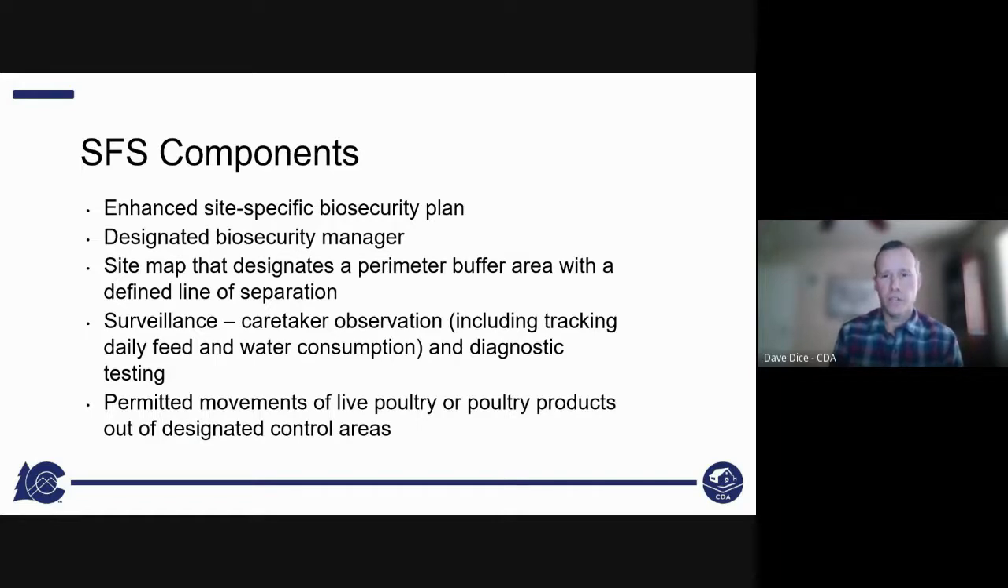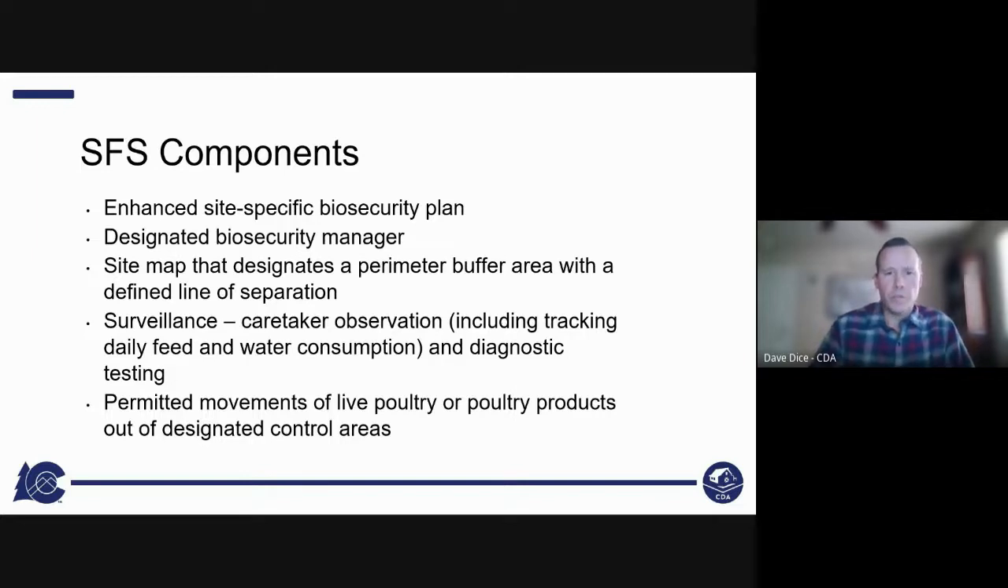And then we would have that on file as well. So we would maintain that within our database. So the main components involved with the secure food supply, it's an enhanced site biosecurity plan. You would have a designated biosecurity manager, and their job would be to maintain the plan and also to provide training for employees. There's a site map. I'll go over that in the next slide in more detail.